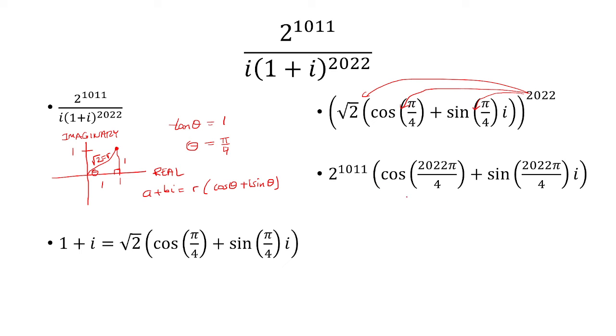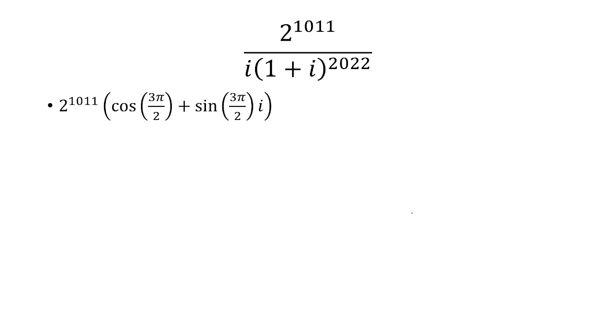You want to think of it as coterminal angles. What is 2022 pi over 4 equivalent to? Well, that's going to be equivalent to 3 pi over 2. The way to think about this is how many times does 4 go into 2022, and then you leave the remainder, which will be 3 pi over 2.